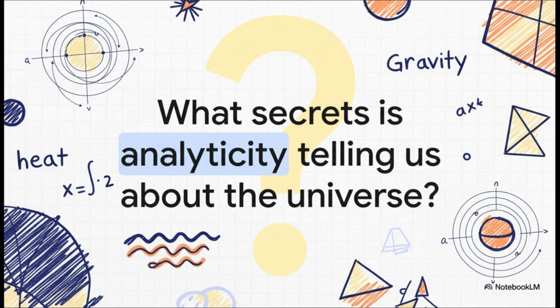So if you think of math as the language that our universe is written in, what secret is analyticity telling us? It kind of suggests that the most stable, well-behaved systems we see in nature might all be governed by this deep, fundamental principle of smoothness in all directions. It's definitely something to chew on.